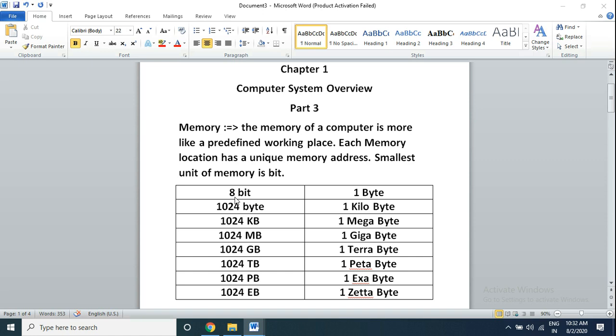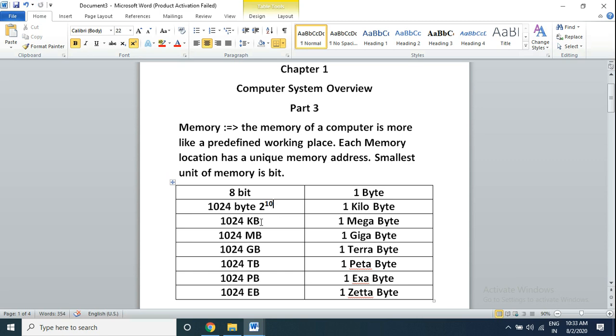A group of 8 bits is known as 1 byte. Then we move further. 1024 bytes equals 1 kilobyte. So generally 1 kilobyte equals 2 to the power 10 bytes.